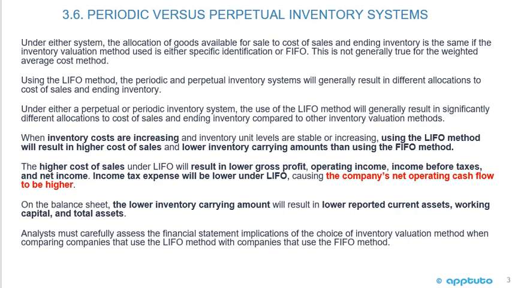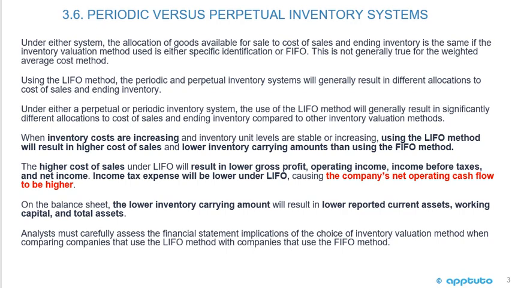Continuing with periodic versus perpetual inventory systems, under either system, the allocation of goods available for sale to cost of sales and ending inventory is the same if the inventory valuation method used is either specific identification or FIFO. This is not generally true for the weighted average cost method. Under the LIFO method, the periodic and perpetual inventory systems will generally result in different allocations to cost of sales and ending inventory. Under either system, the use of the LIFO method will generally result in significantly different allocations to cost of sales and ending inventory compared to other inventory valuation methods.